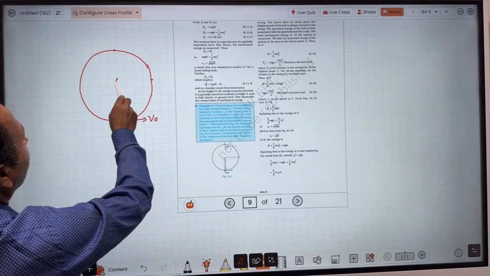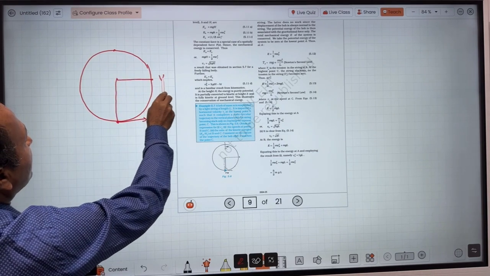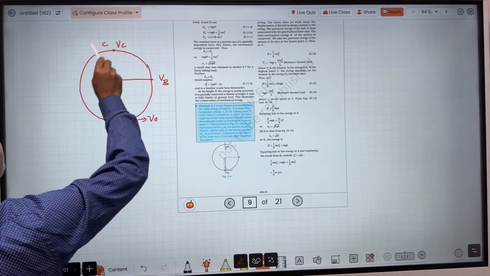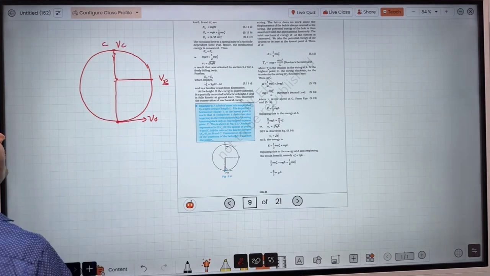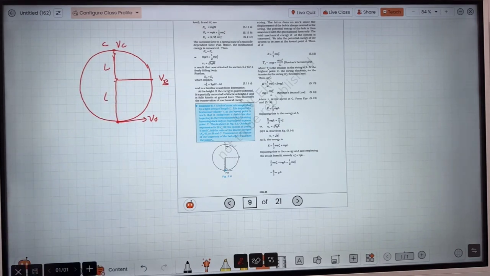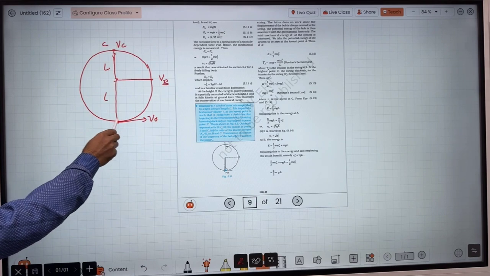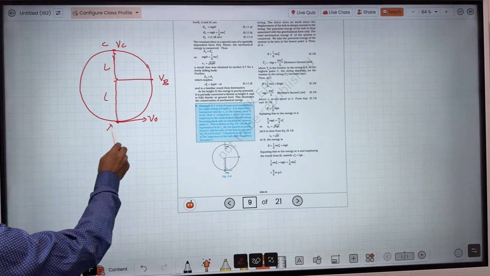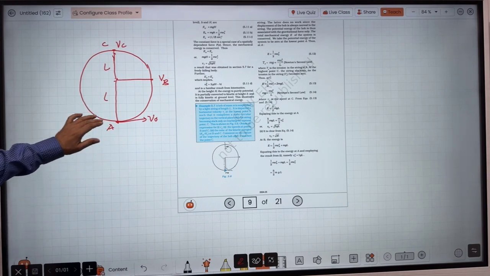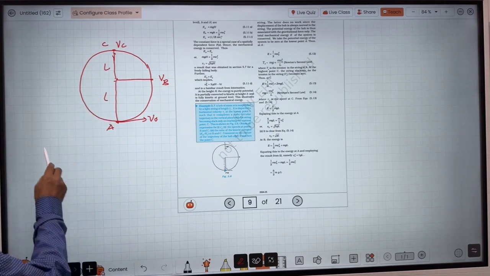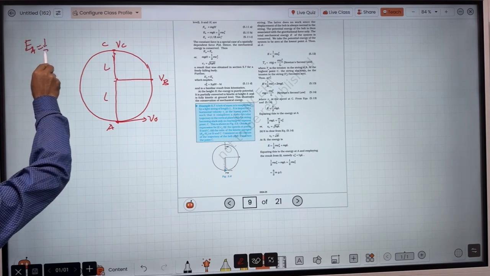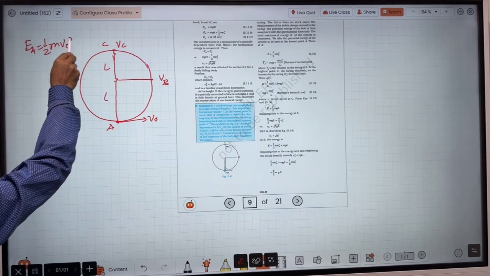At point B, velocity is vb. At point C, velocity is say vc. And the radius of the circle is L. Now, at point A, total energy will be just kinetic because this is assumed to be the lowest point. So total energy at A, EA, will be just half m v0 square.